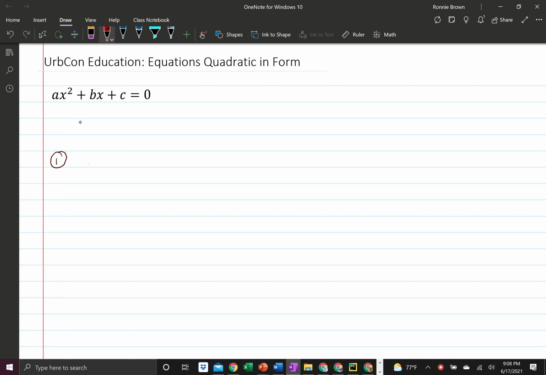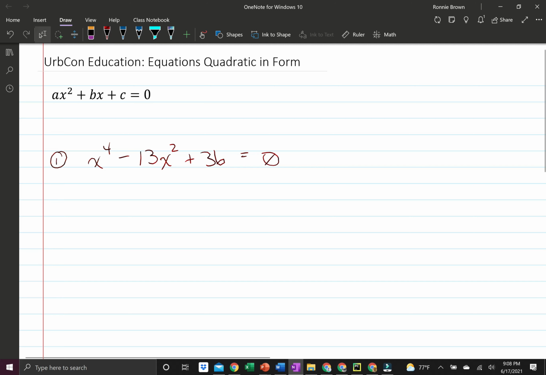So our first example looks like this: x to the fourth minus 13x squared plus 36 equals 0. You already see that the largest exponent is a 4, right? Therefore it's not quadratic. To be quadratic, the largest exponent would be a 2. It's a 4. That middle term has a 2 as its exponent, and then we have a constant. So this would be quadratic in form. It's not quadratic, but it's quadratic in form. And we can relate it to these other three terms above.